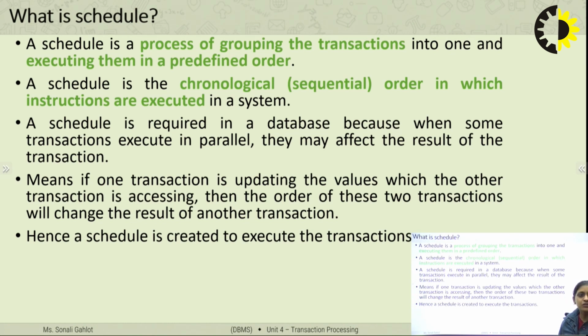Scheduling is required in a database because when some transactions execute in parallel, they may affect the result of the transaction, or some of the transactions may be in conflict. It means if one transaction is updating values which another transaction is accessing, then the order of these two transactions will change the result of another transaction. So that's why scheduling is created, so that we execute the transactions without any overlapping.